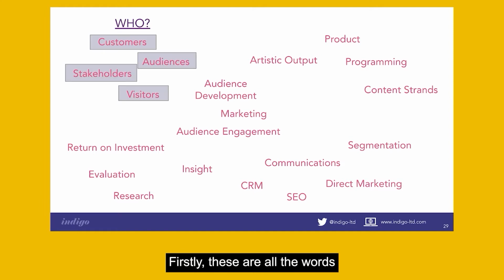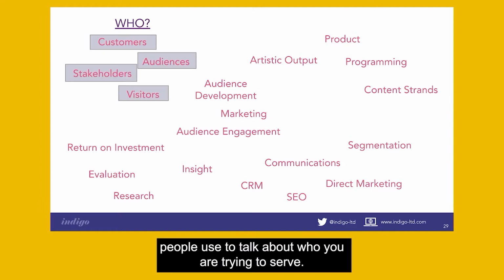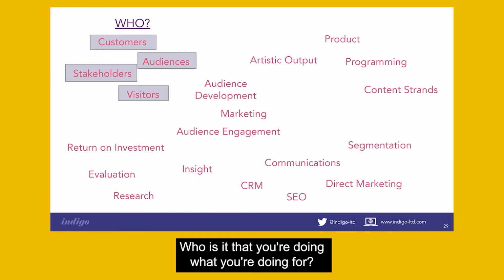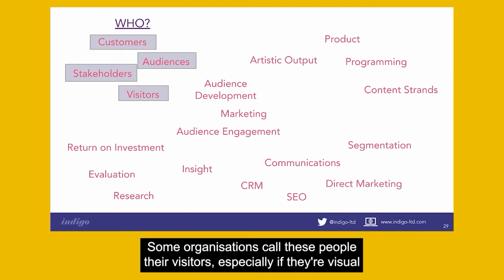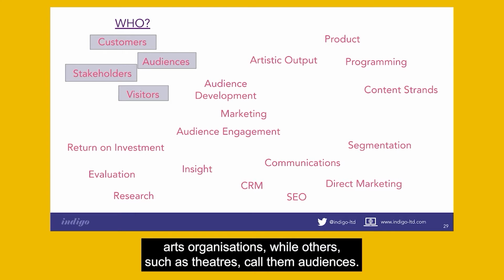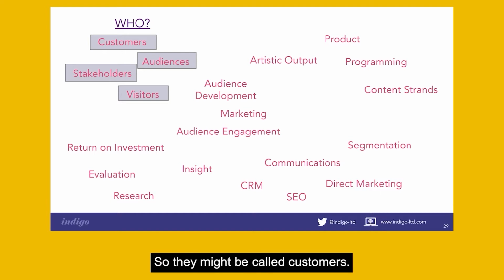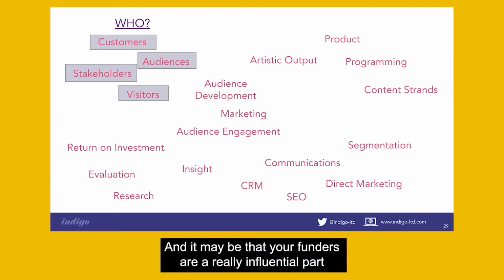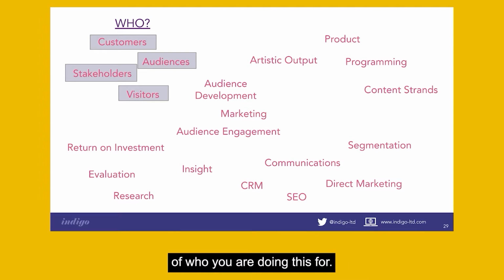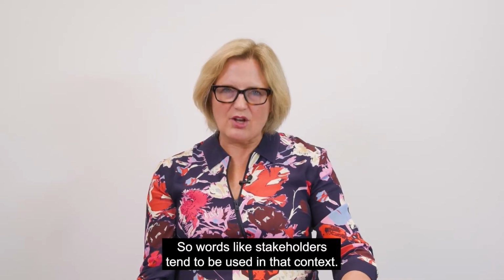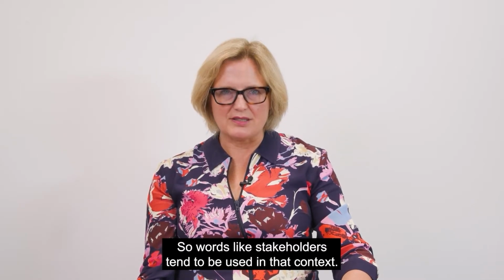Firstly, these are all the words people use to talk about who you are trying to serve. Who is it that you're doing what you're doing for? Some organisations call these people their visitors, especially if they're visual arts organisations, while others, such as theatres, call them audiences. For some organisations, the people they're doing it for are other businesses, so they might be called customers. And it may be that your funders are a really influential part of who you are doing this for. So words like stakeholders tend to be used in that context.